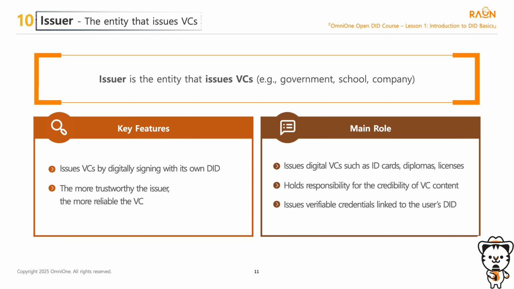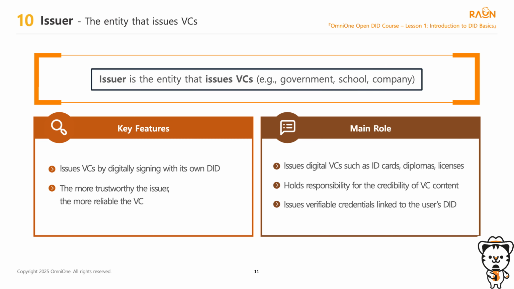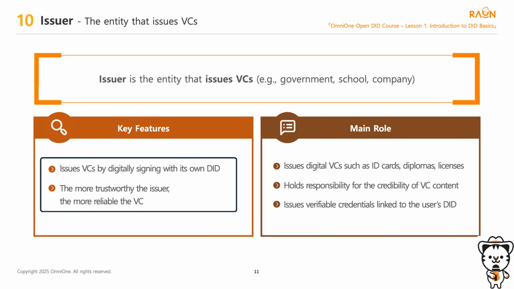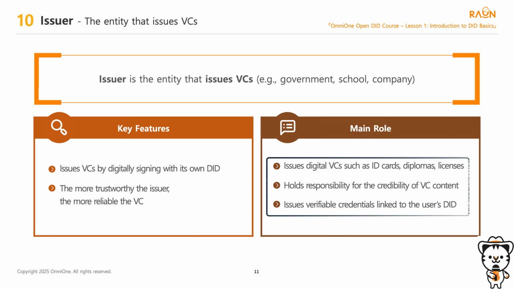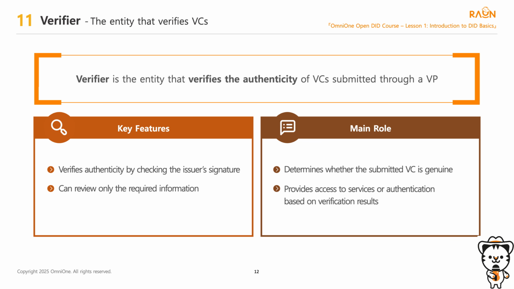Next, let's talk about the issuer. The issuer is the party that issues VCs. This can be a government, a university, a company, any trusted organization. The issuer signs the VC using their own DID. So the VC can be verified based on that digital signature. The more trustworthy the issuer, the more reliable the VC will be. Issuers create digital credentials like ID cards, diplomas, or licenses. And they are responsible for the accuracy of the information. Each VC is linked to the holder's DID, so the proof can be verified using cryptographic signatures.